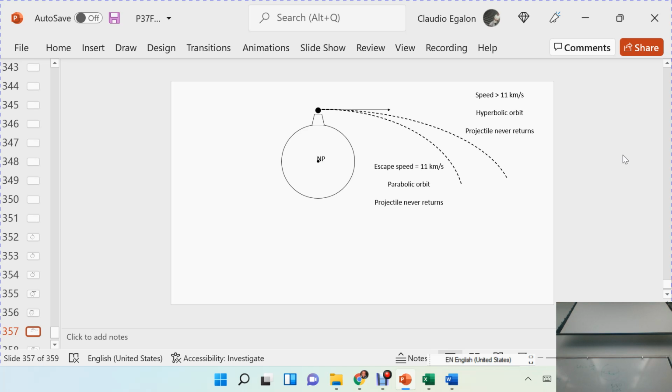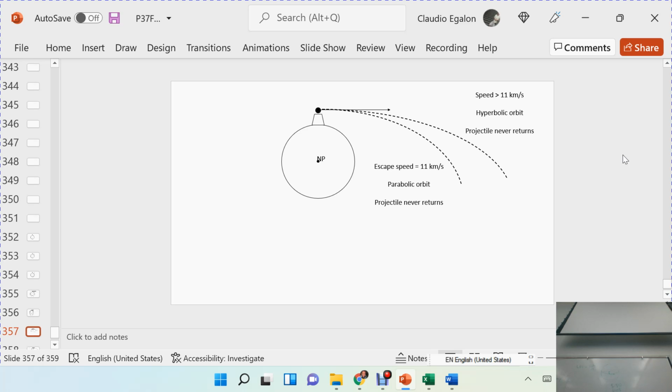Okay, so now we have the situation. Initial kinetic energy plus initial potential energy must be equal to zero. The initial kinetic energy must be minus the initial potential energy, which is equal to big G, big M, small m, divided by R. That's the radius of the Earth. Here is one half m v naught squared. Okay. Let me see here. Is that right?